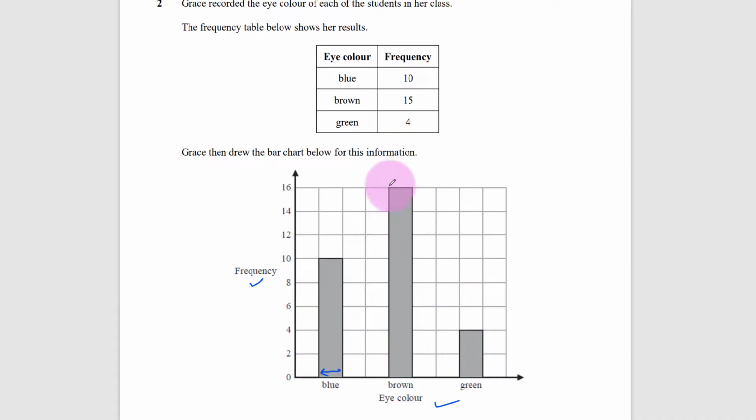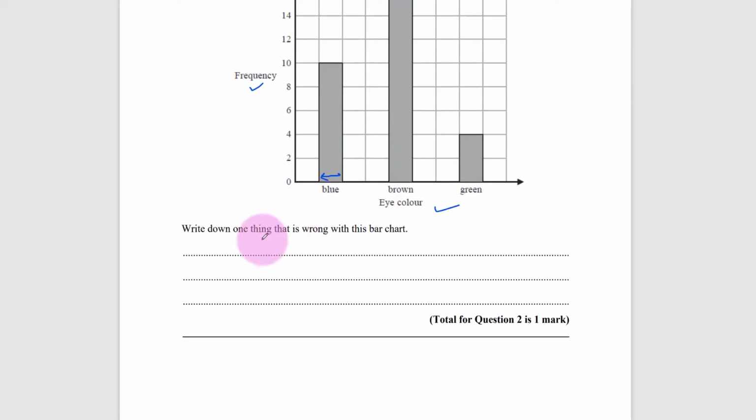Now let's see, this says 16 for brown, but what's brown here? 15. So you'd write the bar for brown has a frequency of 16, not 15. Something along those lines.